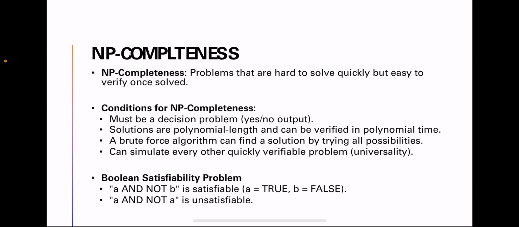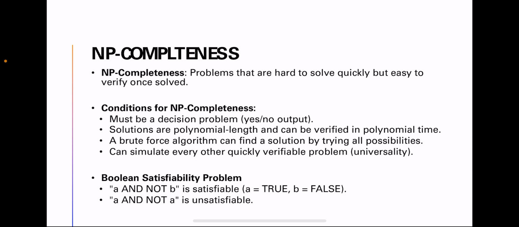So what is NP completeness? Well, in short, it's a category of problems that are difficult to solve quickly, but are easy to verify once you have a solution. A bit more thoroughly, though, a problem is considered NP complete when it satisfies 4 conditions. The first is, for any input to the problem, there's a Boolean output, a yes or a no, a 0 or a 1. That is, it's what's known as a decision problem in computational complexity theory.